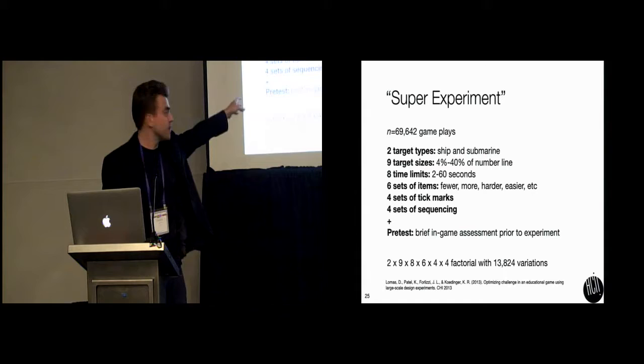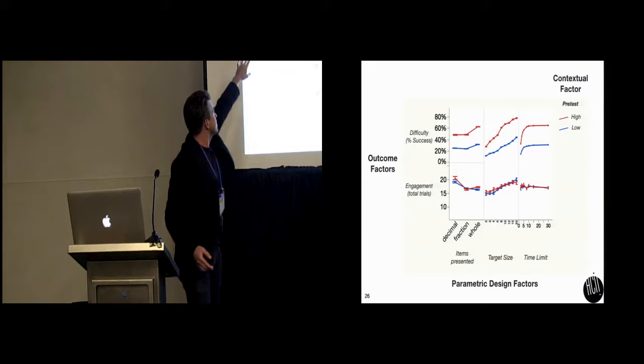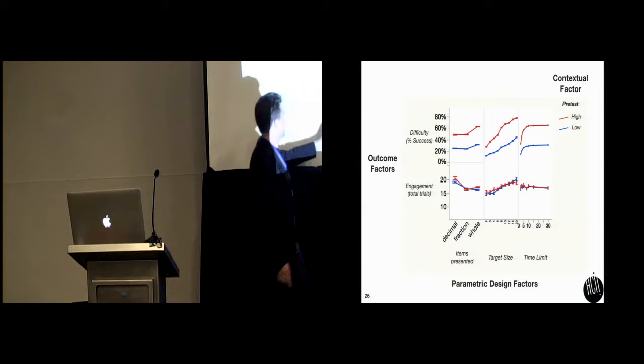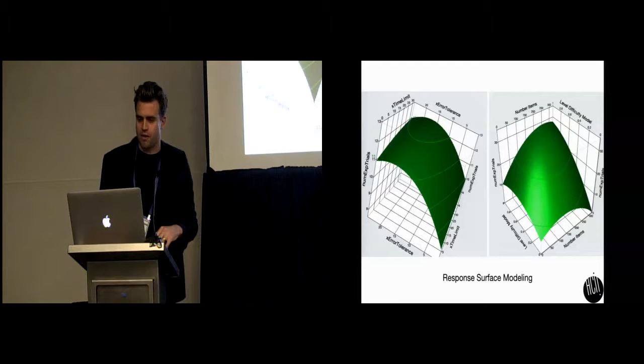With about 70,000 players, we tested a bunch of those different design factors that I mentioned and had a pretest. And you come up with things like this. So these outcome factors, you've got the difficulty and the engagement. These are the different design factors: the items that are presented, the target size, the time limit, and then the context of the user. And you get to do these nice 3D response surface graphs.